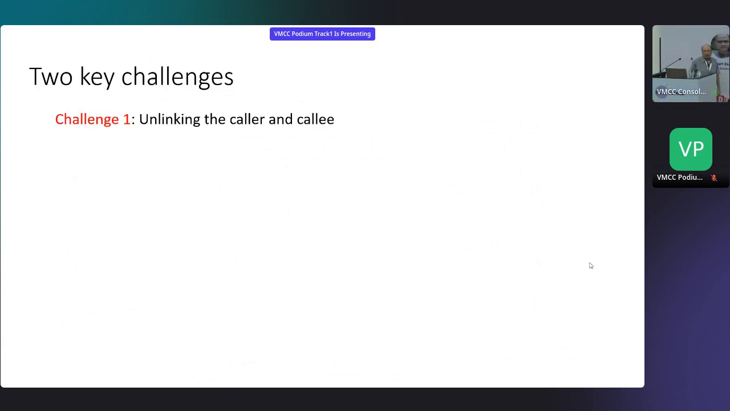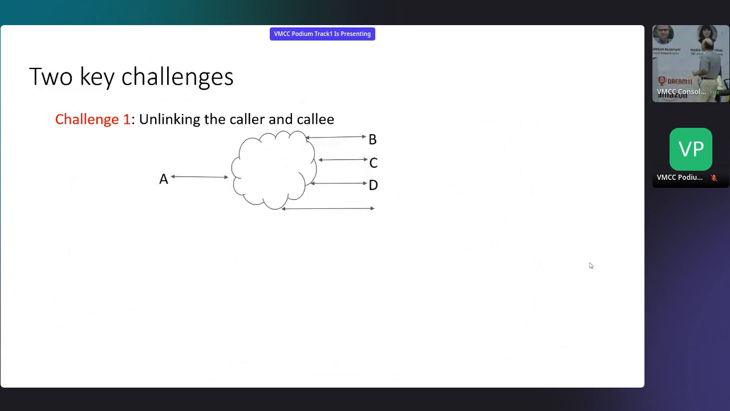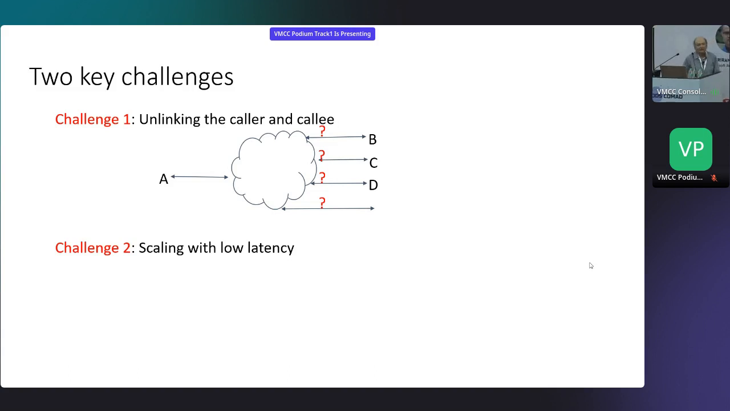So there are two main challenges we have to address. One of them is unlinking the caller and the callee, so that the provider, the service, doesn't know that Amr is talking to Atul. We want that, so decoupling the sender and the receiver. So if A is talking to somebody, you don't know that A is talking to B. The second problem, which is really the hard problem, is how to achieve this with very low latency and still achieve the numbers that we get in the tens of thousands.